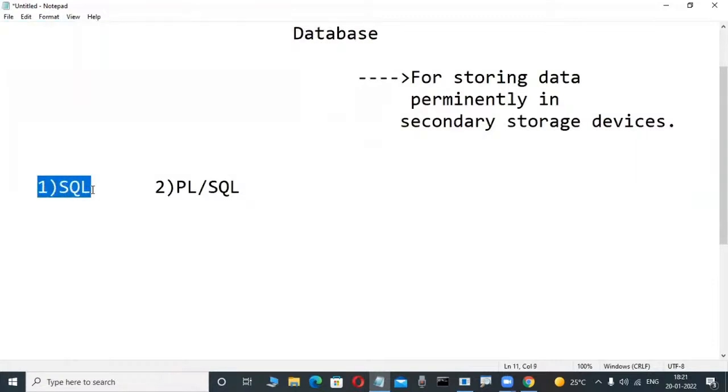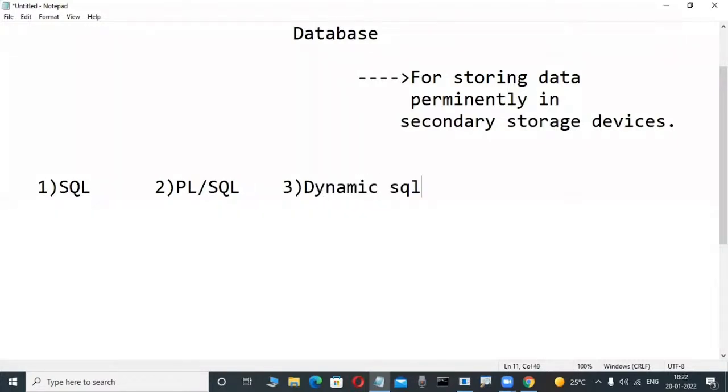SQL is one language, Structured Query Language. After SQL, we are learning another language, which is also better to learn. That is PL/SQL, Procedural Language extension for SQL. Not only these two, but on the company side we are also using another language here: Dynamic SQL.